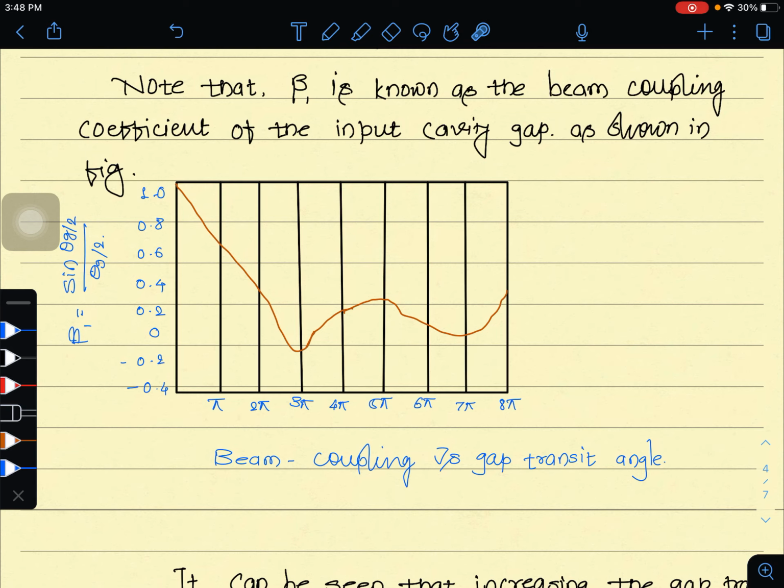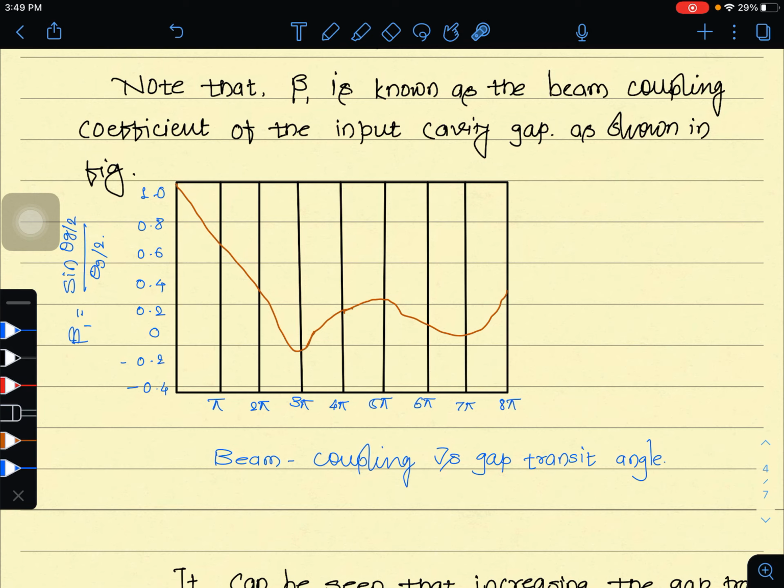It can be seen that increasing the gap transit angle, that is theta g, decreases the coupling between the electron beam and the buncher cavity. That means the velocity modulation of the beam for a given microwave signal is decreased. It's simple.